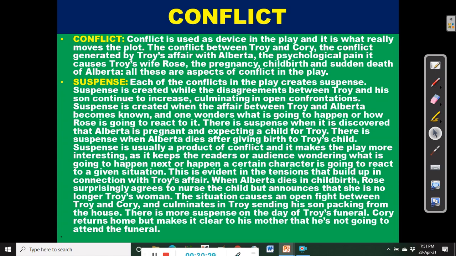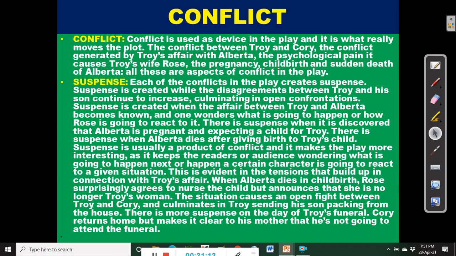Suspense is usually a product of conflict, and it makes the play more interesting as it keeps the readers or audience wondering what is going to happen next or how a certain character is going to react to a given situation. This is evident in the tensions that build up in connection with Troy's affair. When Alberta dies in childbirth, Rose surprisingly but reluctantly agrees to nurse the child, but announces that she is no longer Troy's woman. The situation causes an open fight between Troy and Corey, and culminates in Troy sending his son packing from the house.